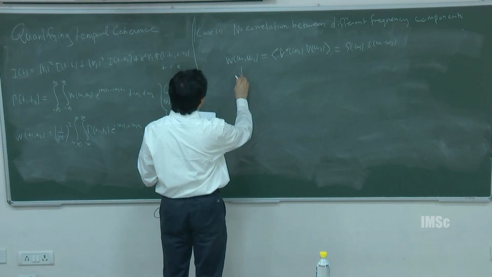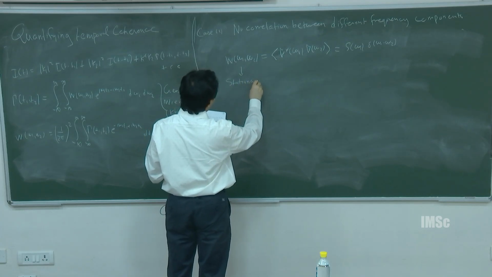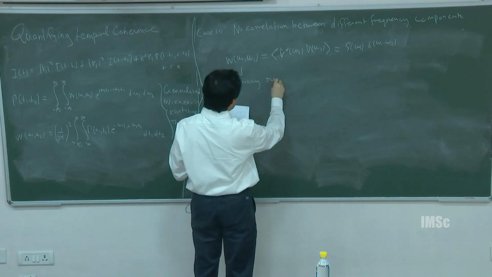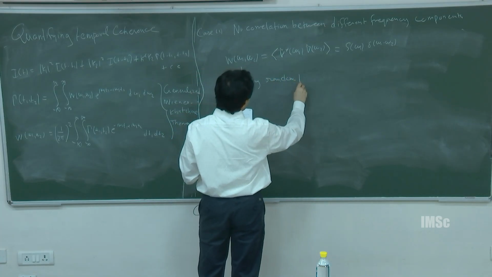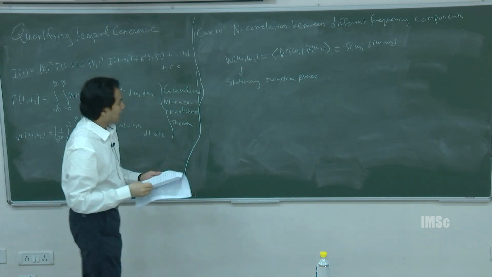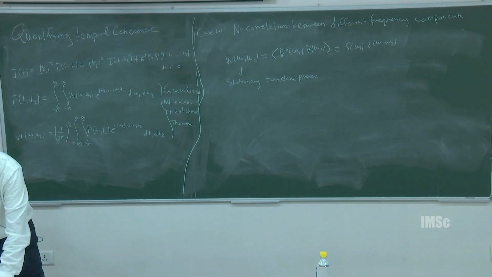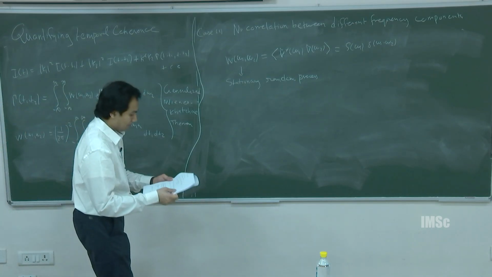And of course, this is a stationary random process. We have seen this one earlier. And in this case, the correlation function will not depend on the origin of time. So it will only depend on the difference T2 minus T1. Okay?